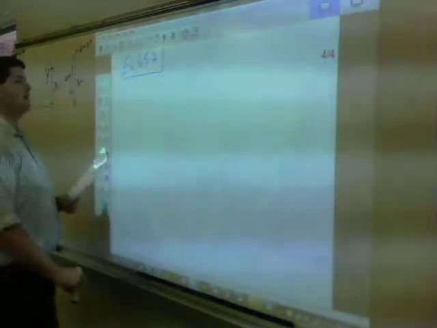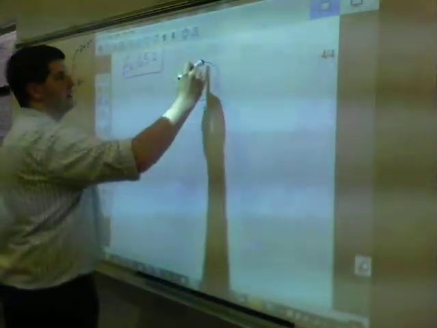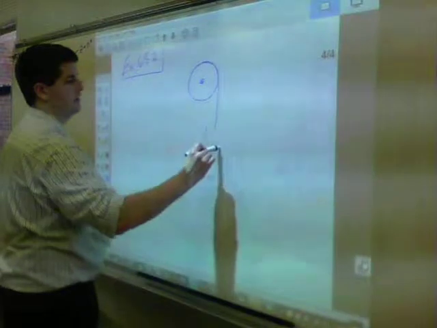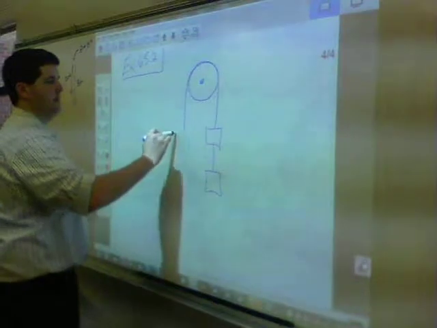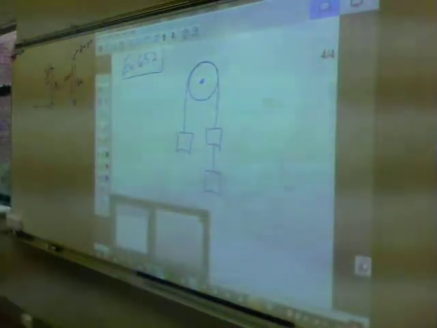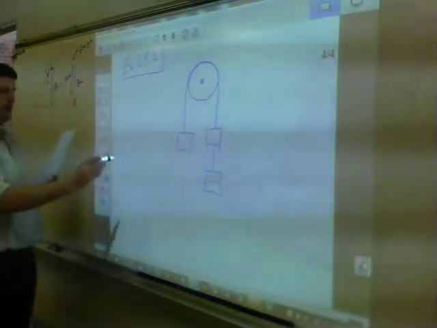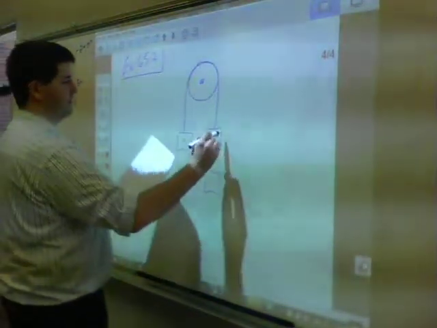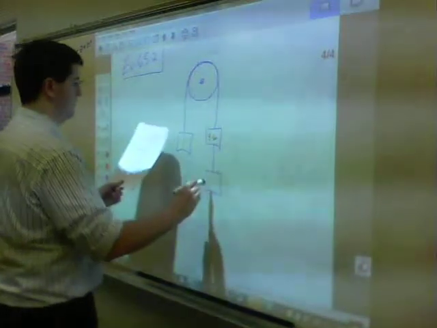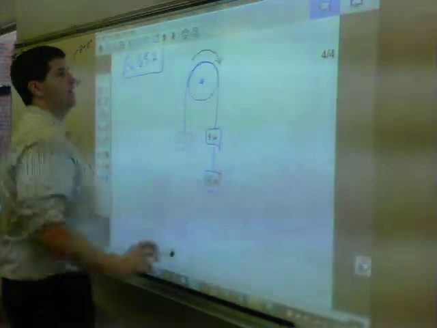We're now on example 65.2. If we have an Atwood machine now with 3 masses, we're given that this has a mass of unknown, this has a mass of 4.6 kilograms, and this is 4.0. Now we know that it's accelerating this way.